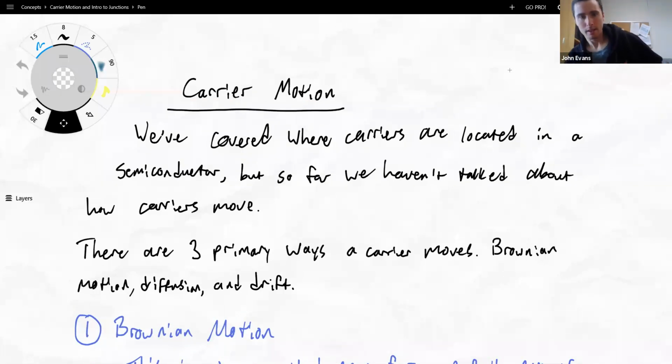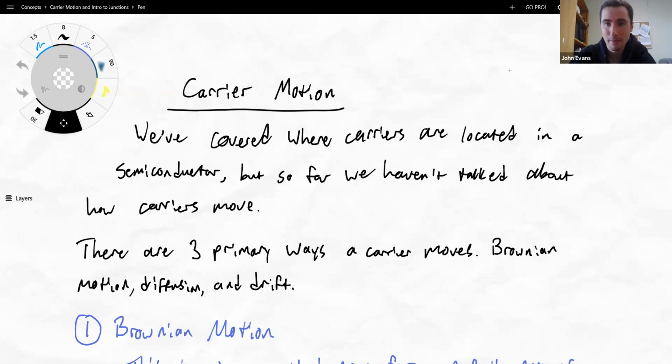So far in the class, we have looked at how the semiconductor is structured and how the energy bands work out. So we've learned where the carriers, electrons and holes, are located, but we haven't talked about where they move and how they move. So hopefully we're going to clear that up with this lecture.